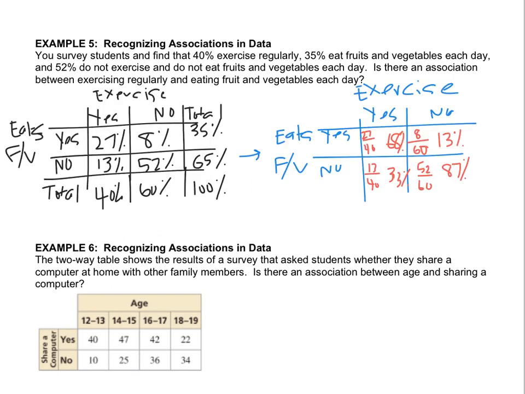So in example 5, I said that there is an association. The reason I said that is because the number in the yes, yes section was large, and the number in the no, no section was pretty large as well. So the people who eat fruits and vegetables go to exercise, and the people who don't eat fruits and vegetables don't go to exercise. All right, let's go to number 6.